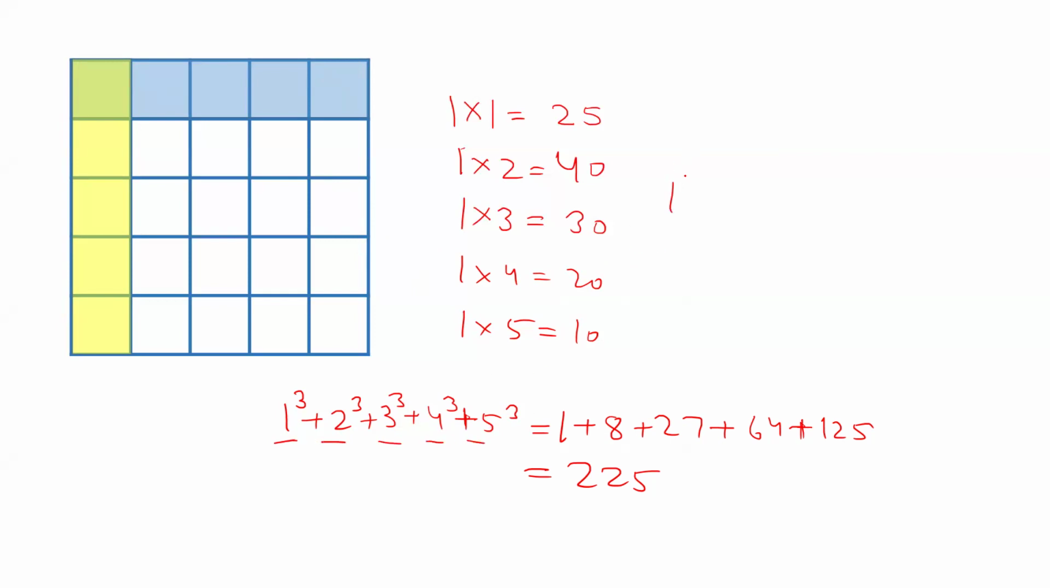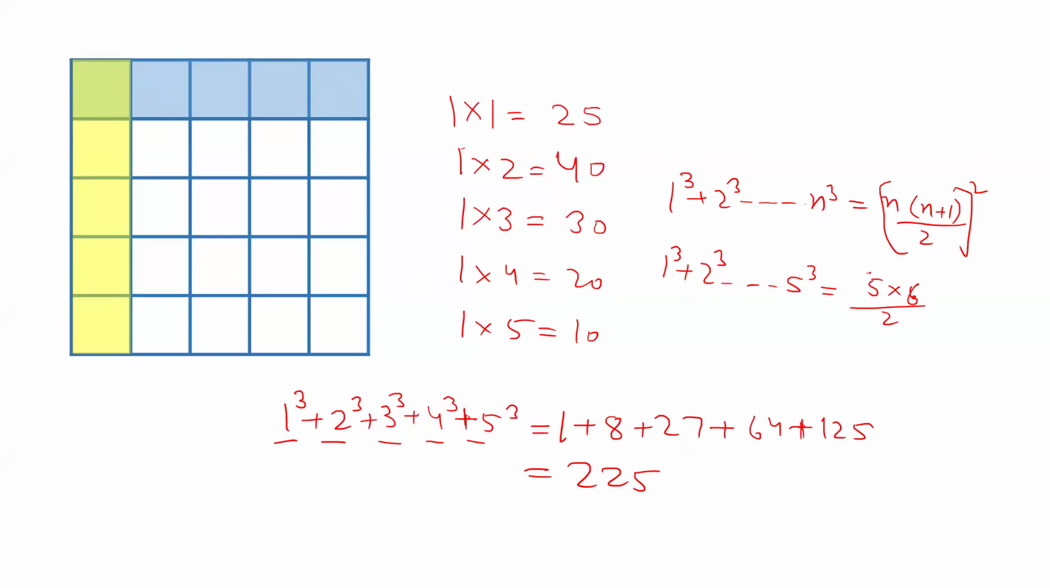And there is a formula for this also: 1 cube, 2 cube, 3 cube up to n cube. The formula is n into n plus 1 by 2, whole square. So if we have to count up to 5 cube, that is 1 cube plus 2 cube up to 5 cube, that will be 5 into 6 by 2, whole square. When we cancel out, this will be 15 square, and 15 square is 225.